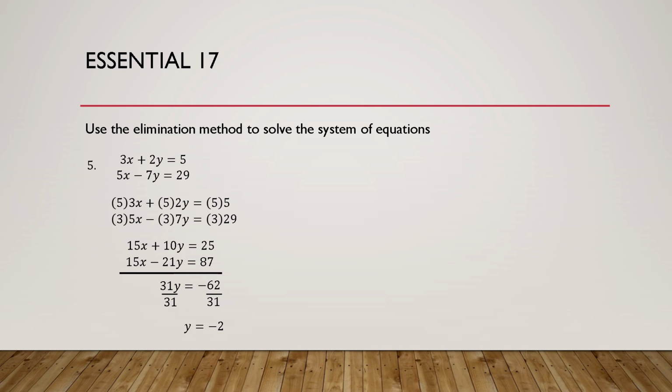Next, we take the known value of y and substitute it in one of the two equations. For this method, it does not matter which of the two equations is used. So 3x plus 2 times negative 2 equals 5, or 3x minus 4 equals 5. Add 4 to both sides to get 3x equals 9. Divide both sides by 3 to get x equals 3.